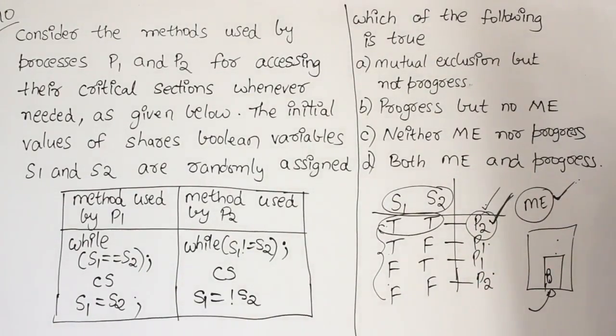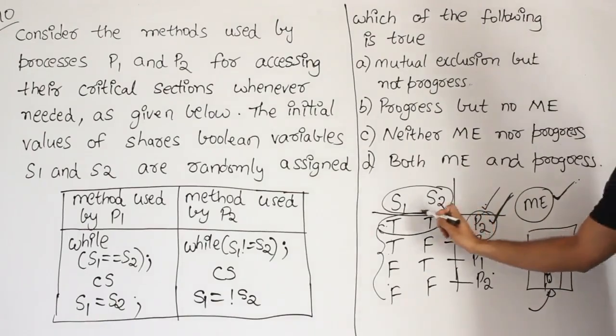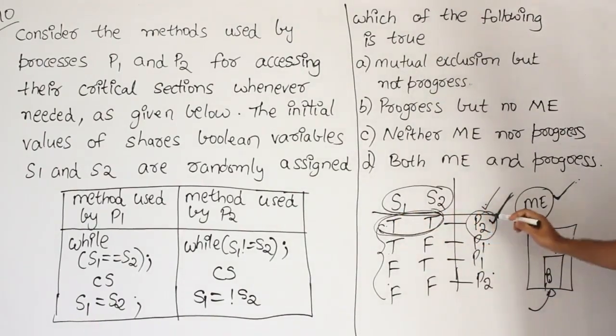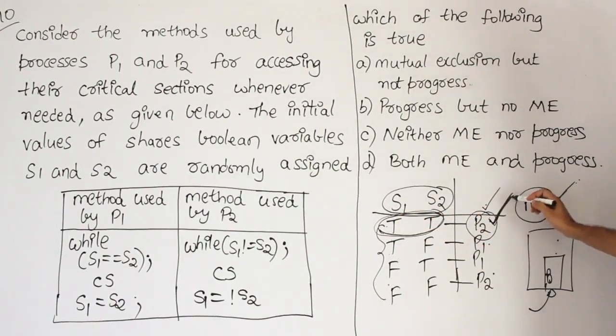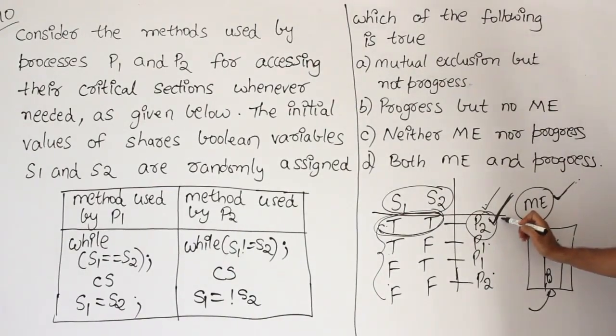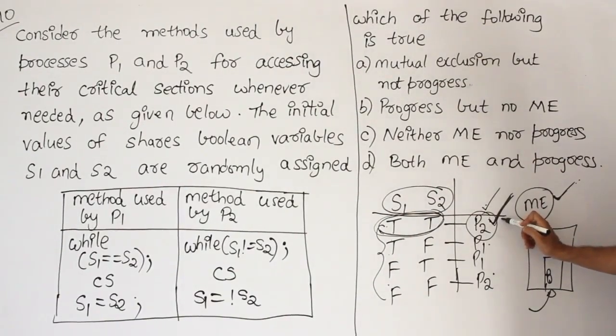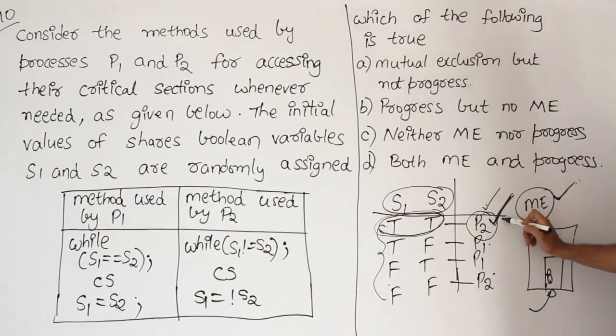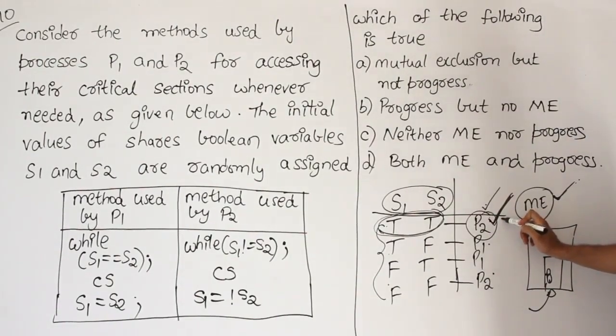I hope you understood this. I'm saying that if the initial case is TT, then it is P2's chance to enter the critical section, and P2 doesn't want to enter it. P2 is doing some other work. The reason is a program will have a critical section as well as a non-critical section, which means a process need not always request the critical section. It can do some other work as well.